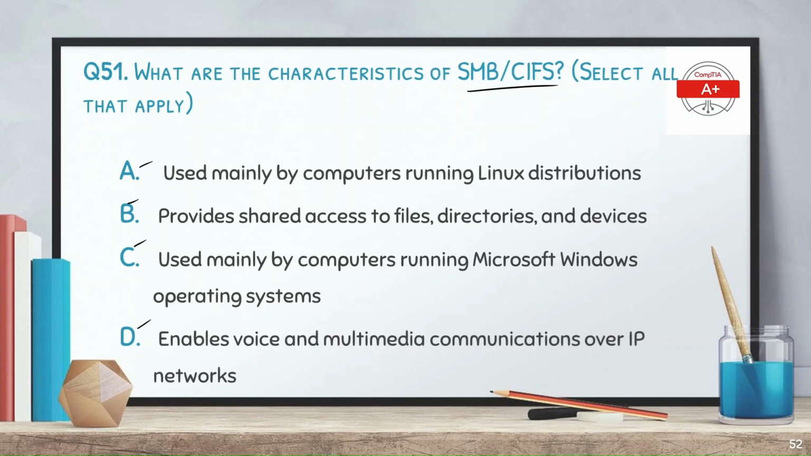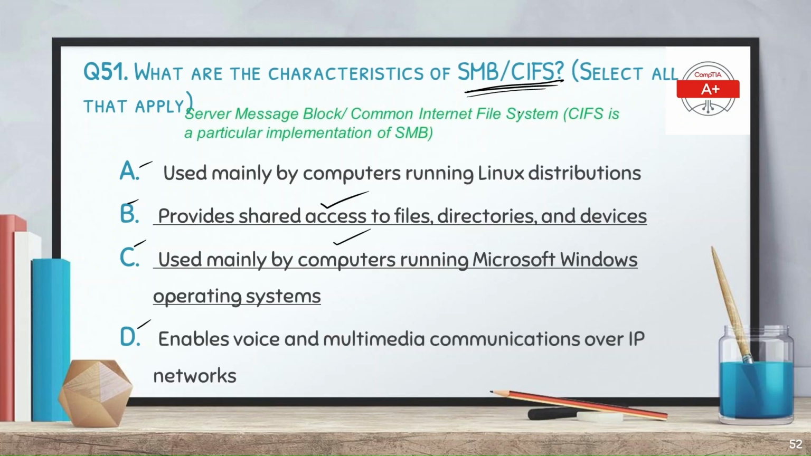And the correct options are that it provides shared access to files, directories, and devices, and used mainly by computers running Microsoft Windows operating systems. So these are basically Windows or Microsoft proprietary protocols. SMB stands for Server Message Block, while CIFS is Common Internet File System, and CIFS is basically a particular implementation of the SMB.